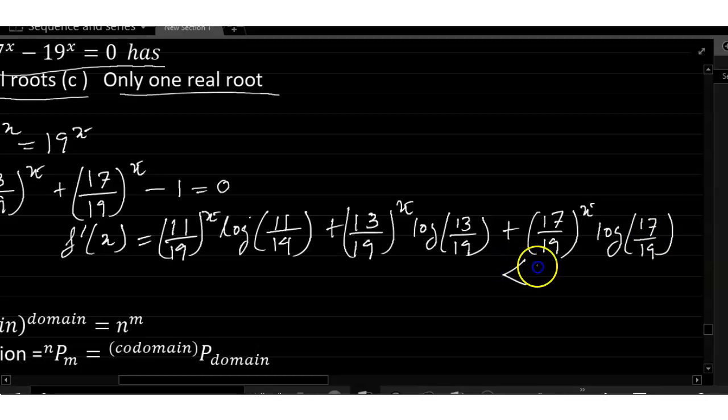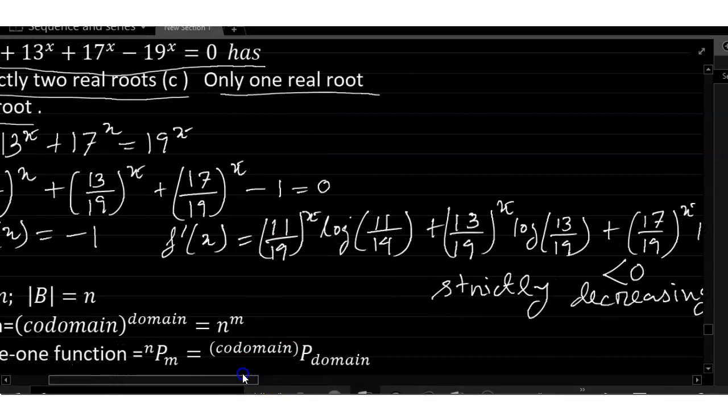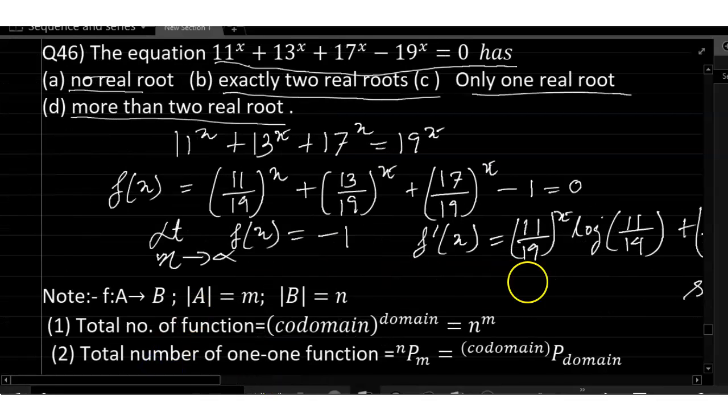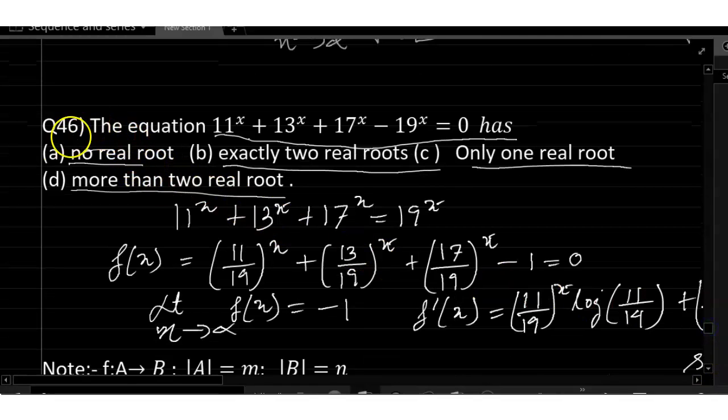This value is less than 0, so it is a strictly decreasing function. As it is strictly decreasing, there is only one root. No real roots, this is wrong. Exactly 2 real roots, this is wrong. Only one real root, this is correct. More than 2 real roots, this is wrong.